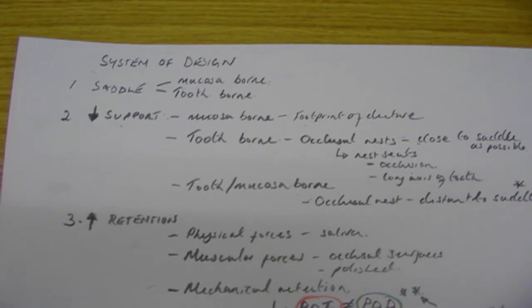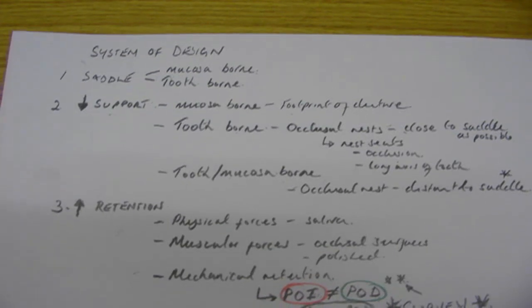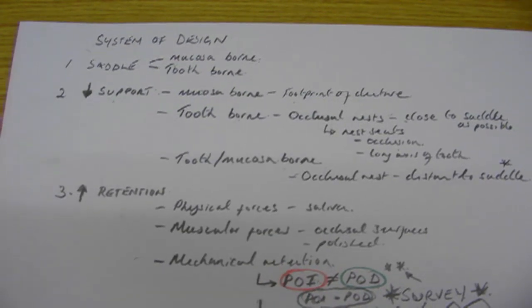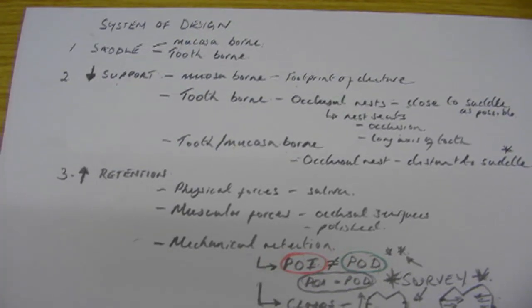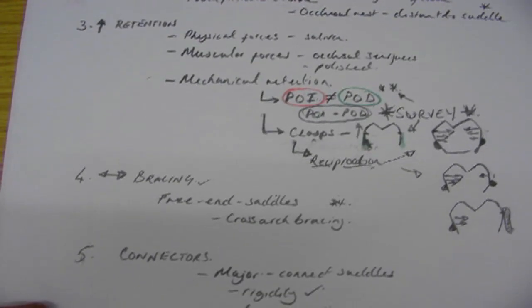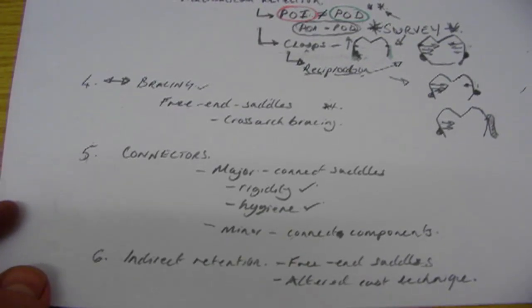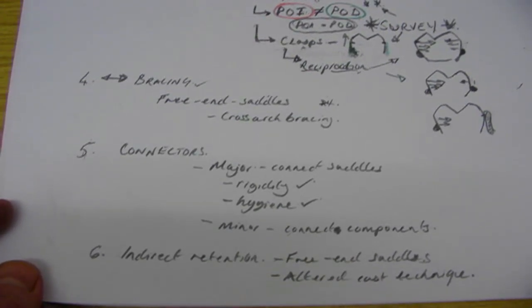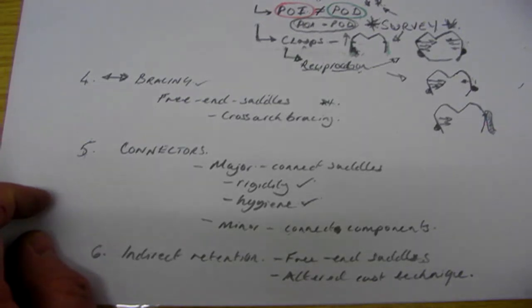So that's our basic system of design. So starting from the top, working down, putting in your saddle areas, then you go onto your little arrow system, so it's providing support in whichever way you're going to do that, providing retention, so resistance to displacement, providing bracing, resistance to sideways movements, joining everything together with your connectors, and then providing any indirect retention and doing any other technique that you may deem necessary. Okay, so that's it for outlining the system of design.